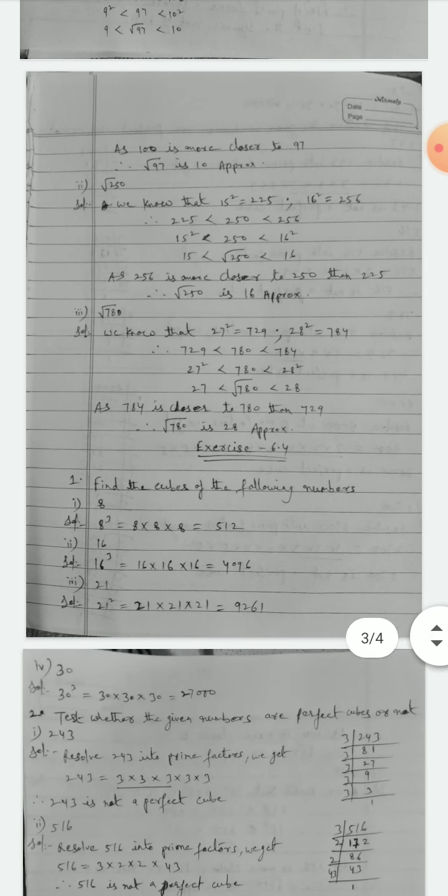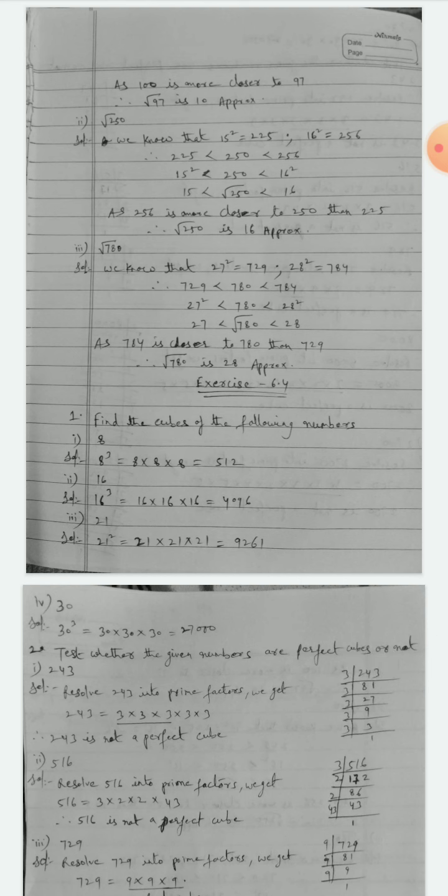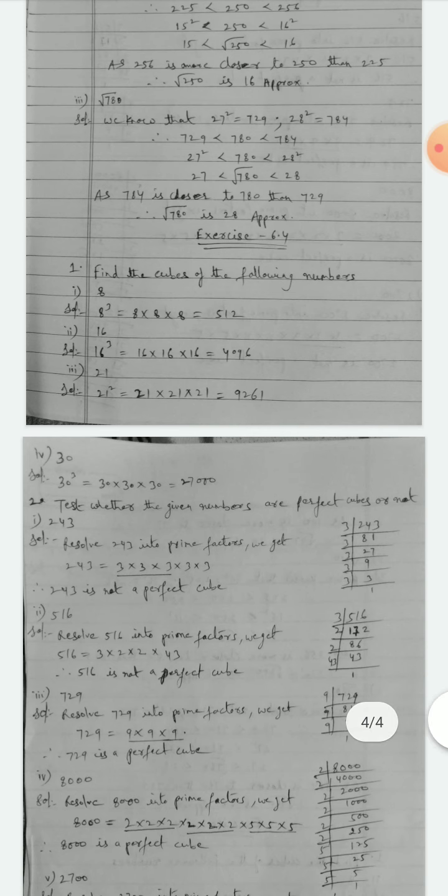Exercise 6.4. Find the cubes of the following numbers. First one, 8. Solution. 8 cube is equal to 8 into 8 into 8, is equal to 512. Second one, 16. Solution. 16 cube is equal to 16 into 16 into 16, is equal to 4096. Third one, 21. Solution. 21 cube is equal to 21 into 21 into 21, is equal to 9261. Fourth one, 30. Solution. 30 cube is equal to 30 into 30 into 30, is equal to 27,000.